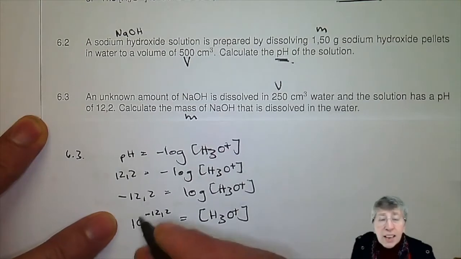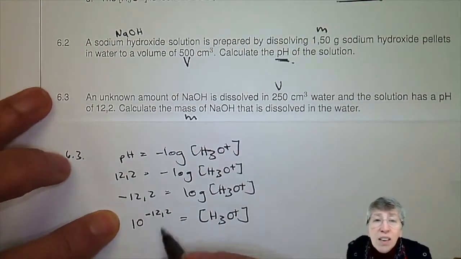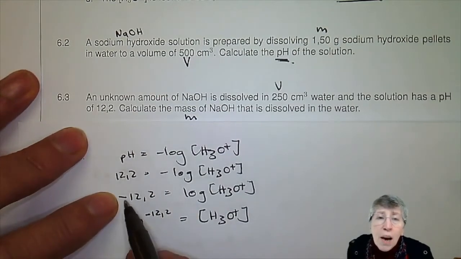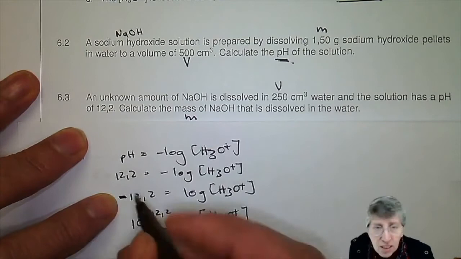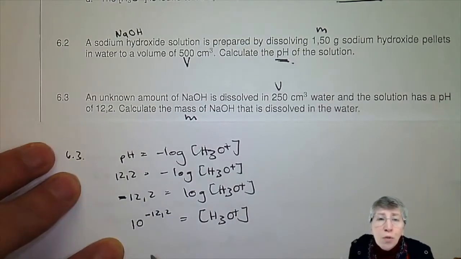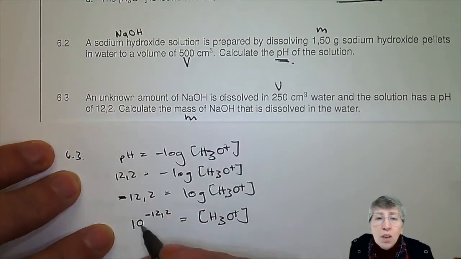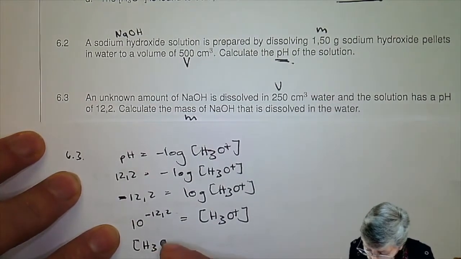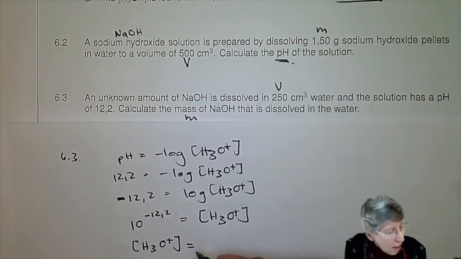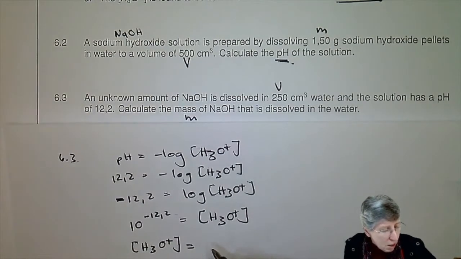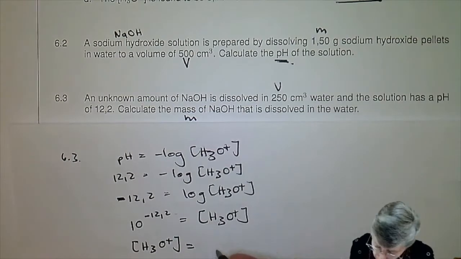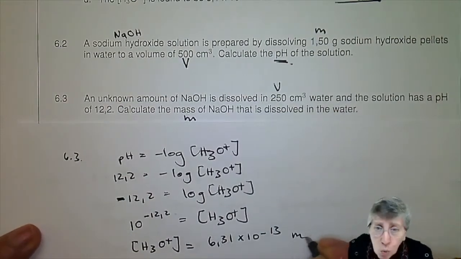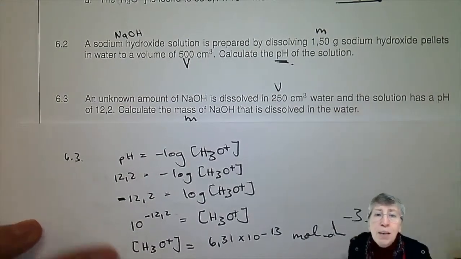Right, so I can just put it into my calculator like that, or you can put it inverse, right? Second function log of minus, and that's the one you forget, second function log of minus 12,2, or 10 to the power of minus 12,2. And don't leave it like that, right? That's not acceptable. You really have to work it out. And if you go and work that out, you will end up with 6,31 times 10 to the minus 13, and once again, moles per cube decimeters, right?